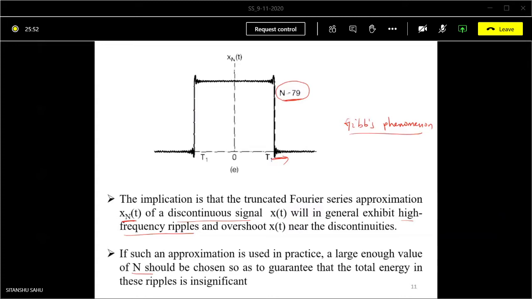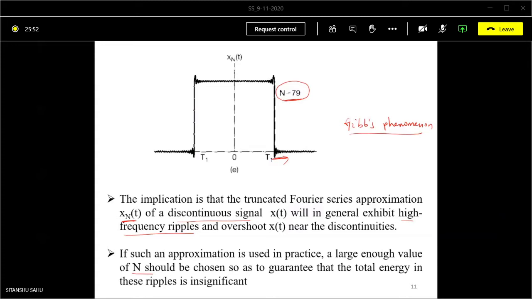If you don't have any queries, let us move further to the properties of the continuous time Fourier series. This property also holds good for the Fourier transform. Let us look at the Fourier series properties.